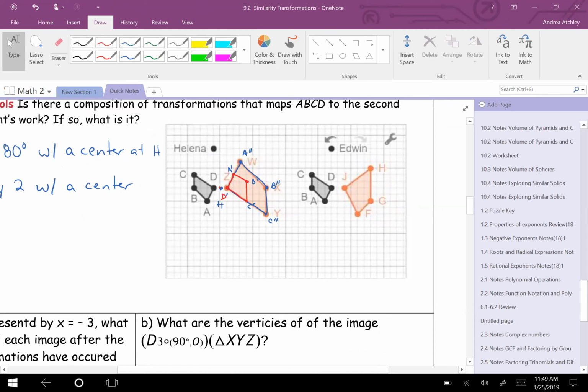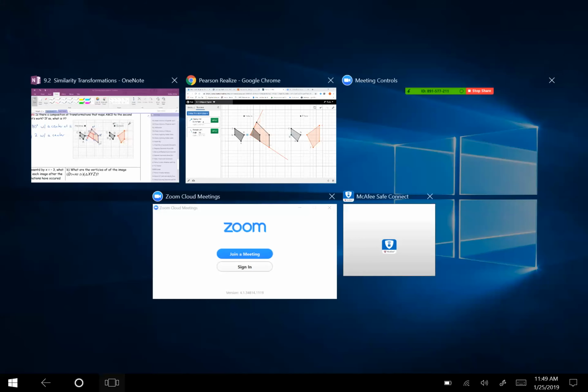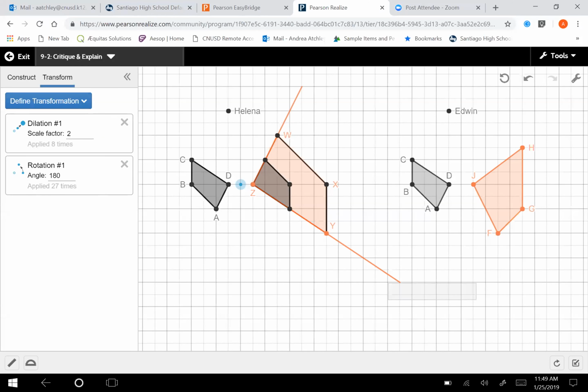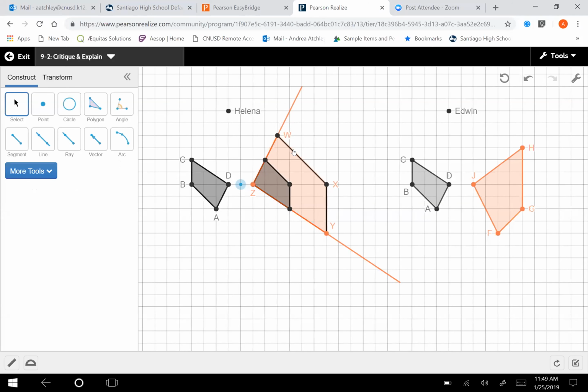No? Do you think, Caleb? No? Okay, well, I know in last period, a lot of people thought maybe if we reflected it across this line. Did you see that? Looks like you could write maybe reflected over and it would map. Okay, so let's try it and see what actually happens.